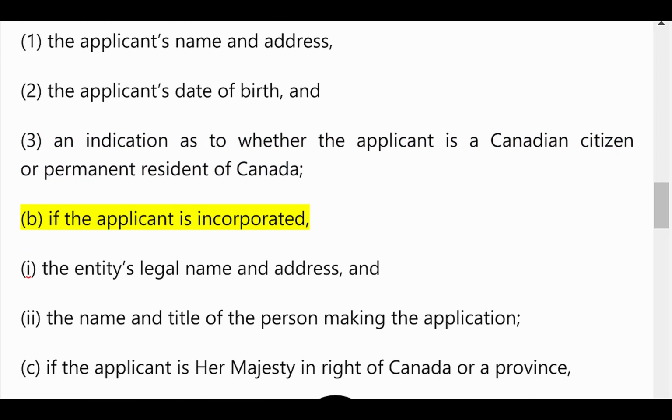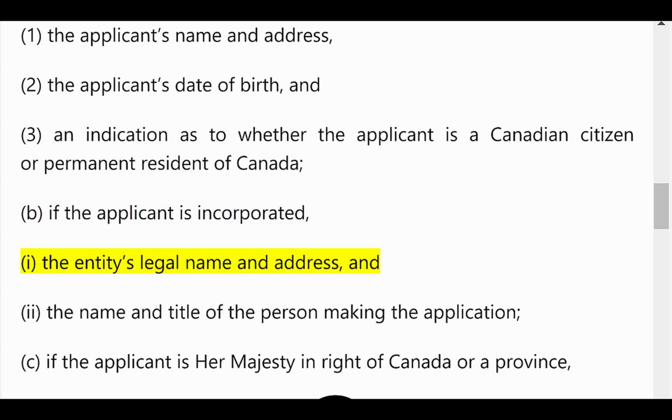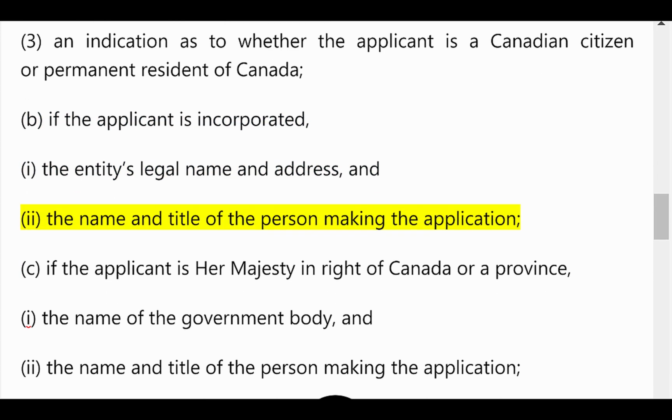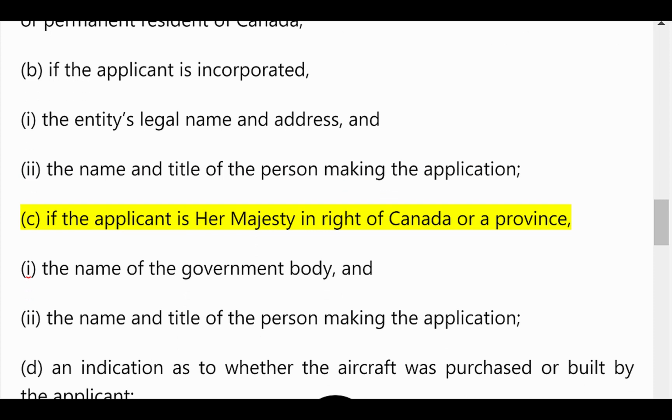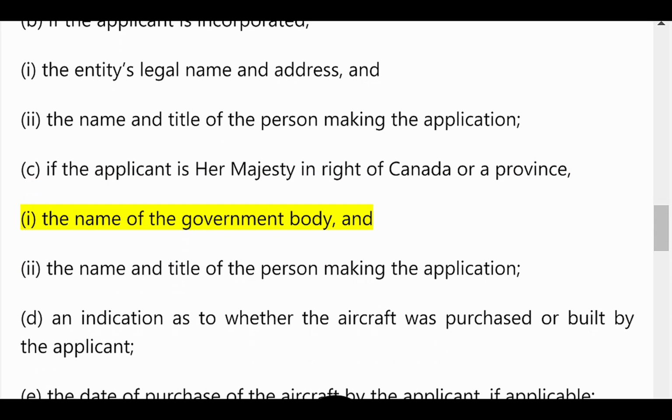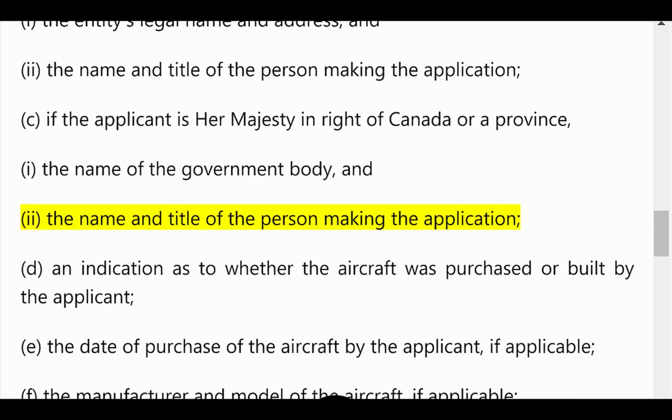(b) If the applicant is incorporated: (i) the entity's legal name and address, and (ii) the name and title of the person making the application. (c) If the applicant is Her Majesty in right of Canada or a province: (i) the name of the government body, and (ii) the name and title of the person making the application.